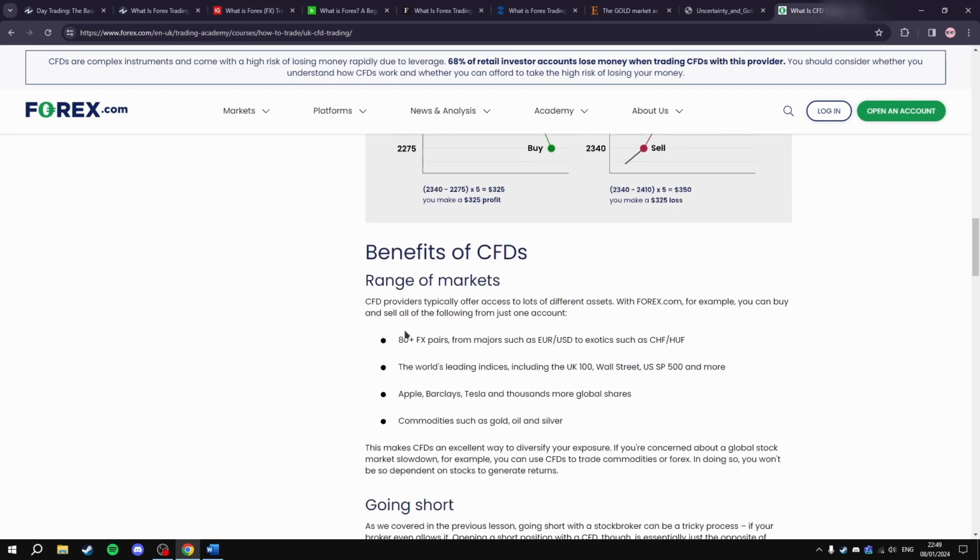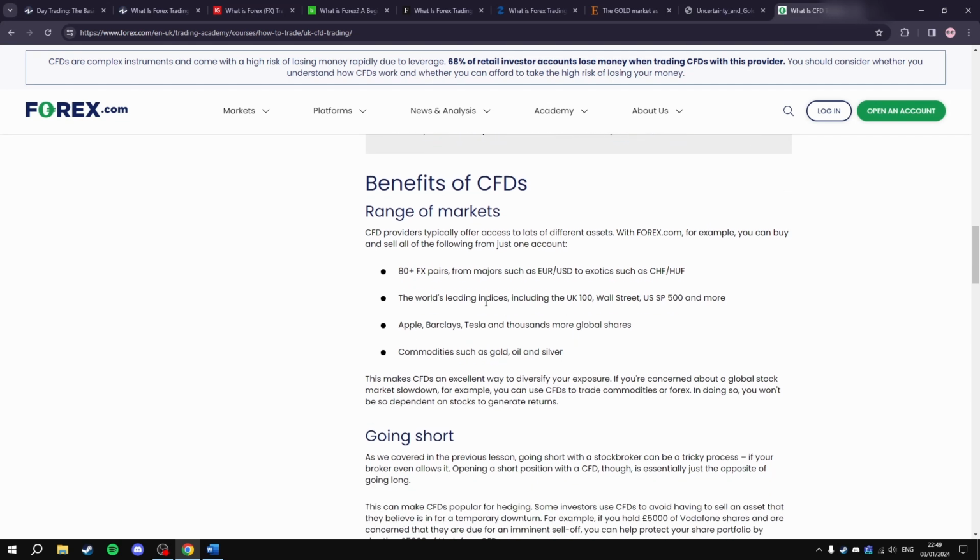Benefits of CFDs. Range of markets. CFD providers typically offer access to lots of different assets. With Forex.com, for example, you can buy and sell all of the following from just one account: 80-plus FX pairs from majors such as Euro USD to exotics, the world's leading indices including UK 100, Apple, Barclays, Tesla, thousands more global shares, commodities such as gold, oil and silver.